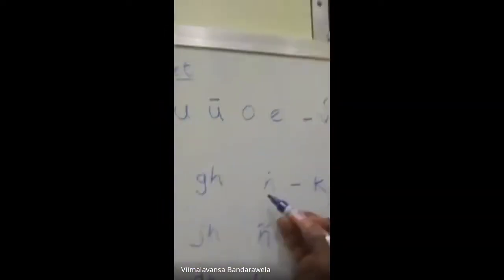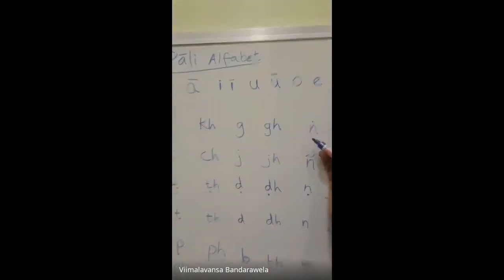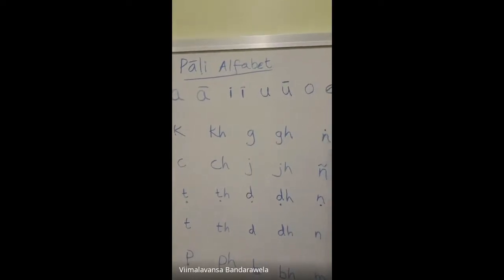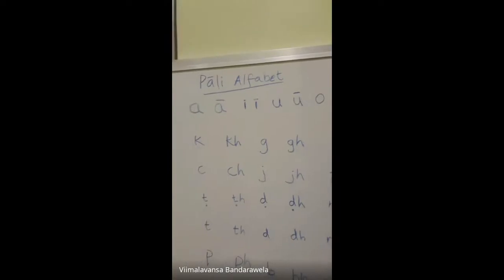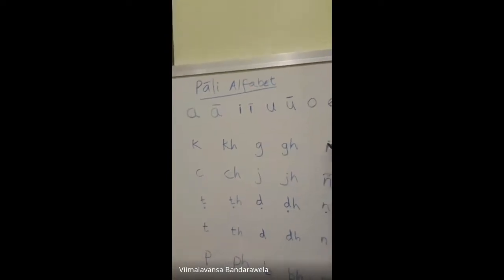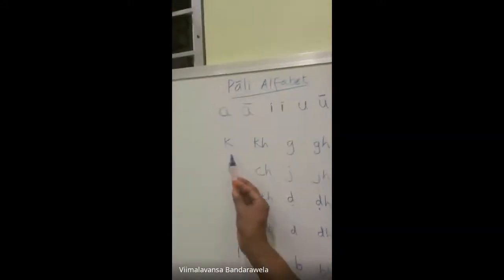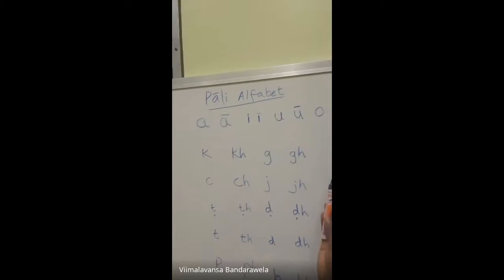This is Nga, N with a dot above, N above dot, Nga. Then Ka, Kha, Ga, Gha, Nga.